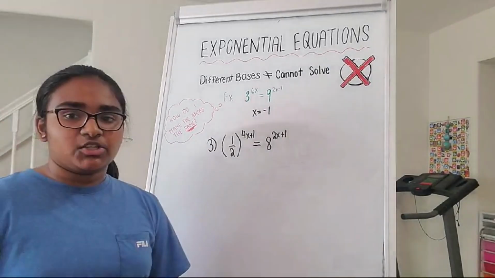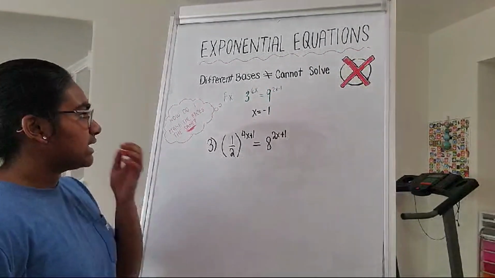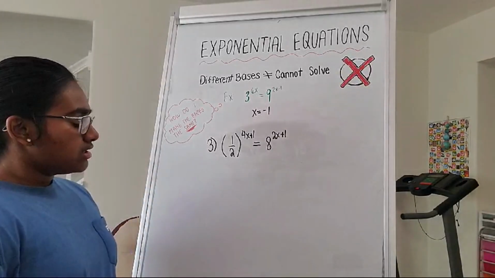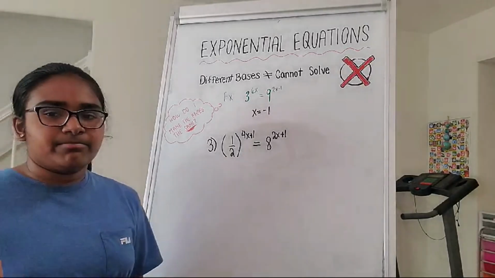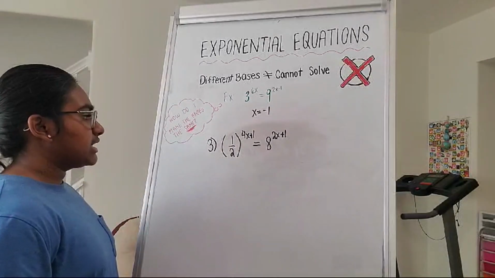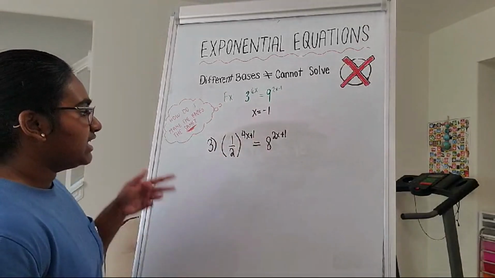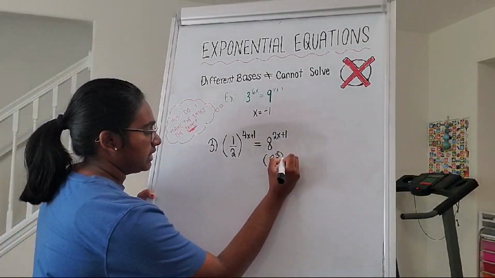This question might look a little bit different because it has fractions in it, but we're still going to use the same concept of trying to find the same bases. So like the first two problems, I'm going to start with the number that looks easier. In this case, it would be 8, because I'm not going to go to the fractions yet. So 8, in its simplest terms, can be written as 2 to the third power.